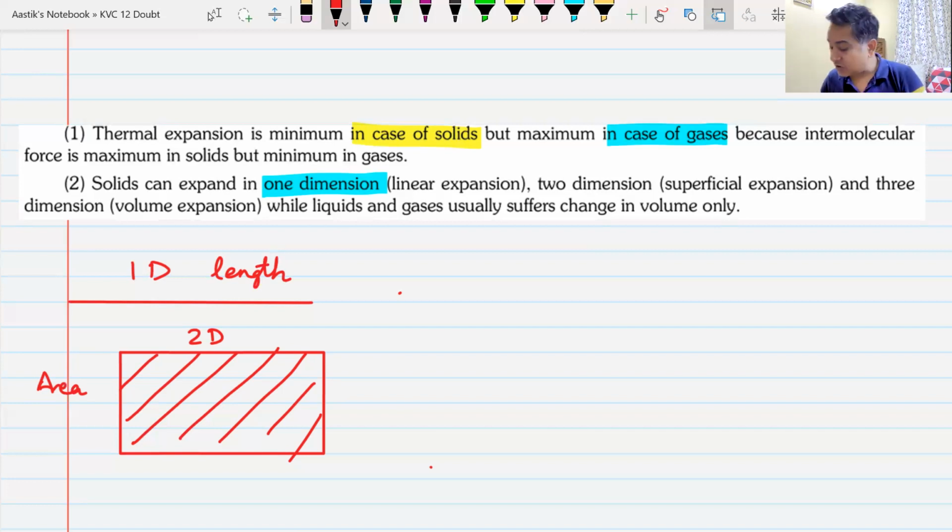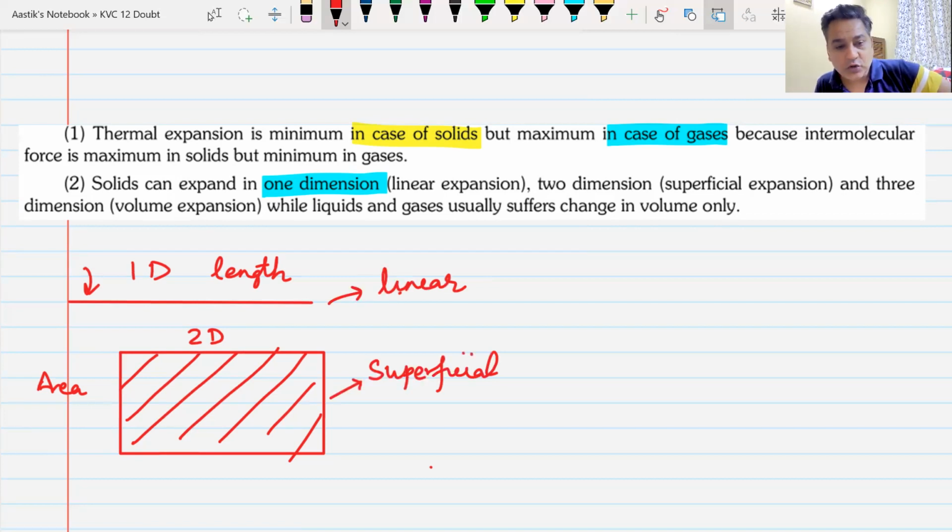Now, when I change the temperature of this one-dimensional body, though it will expand in volume, instead of taking this expansion as volume expansion, we will take it as expansion in length. That expansion is known as linear expansion. This type of body, we will assume that they will expand linearly, that means in length. This type of body will expand in area, we call it superficial expansion. And any other body will expand in volume, we call it volume expansion. It will expand in three dimensions. Everyone understands this point?